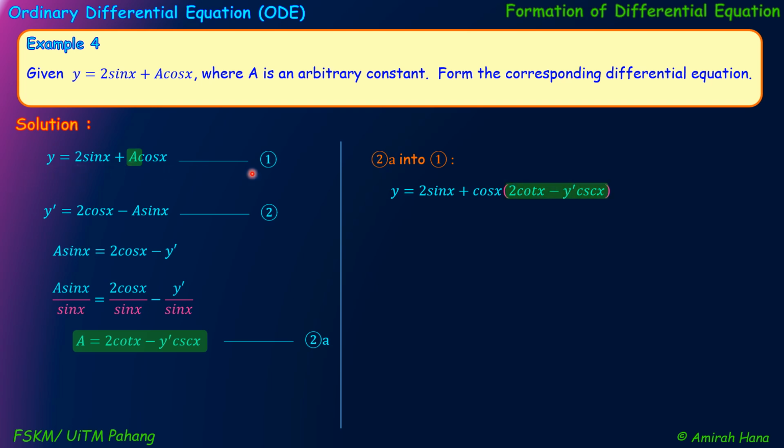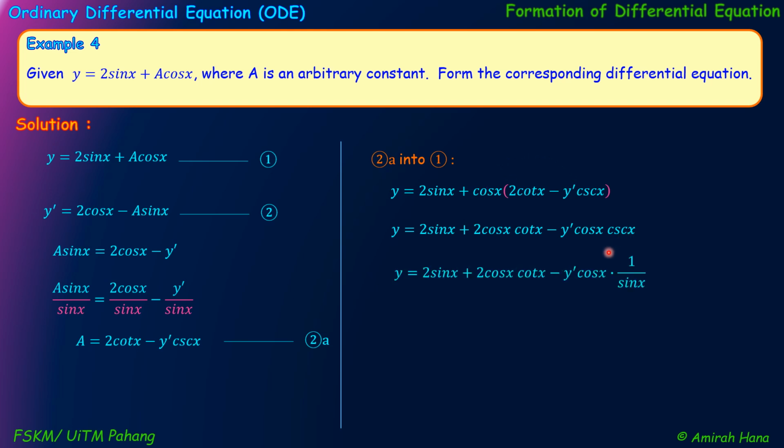So we get y equals 2 sin x plus cos x. We can put cos x in front, and then times a. We replace a by 2 cot x minus y prime cosec x, right? After that, we can expand cos x into the bracket, okay? So we get this: y equals 2 sin x plus 2 cos x cot x and then minus y prime cos x cosec x, right?